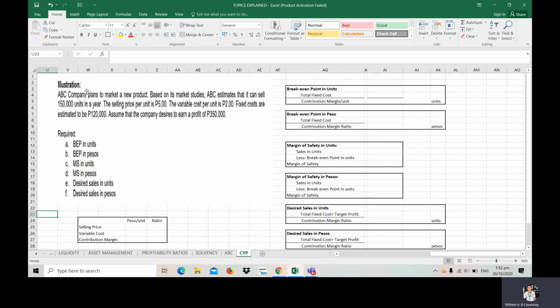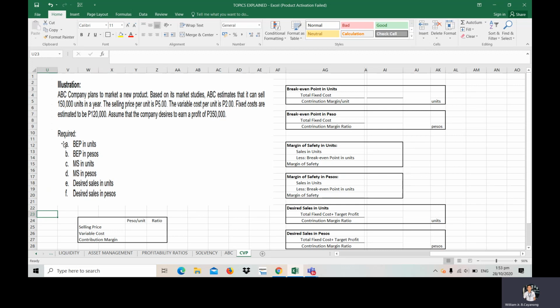So the illustration: ABC company plans to market a new product. Based on its market studies, ABC estimates that it can sell 150 units in a year. The selling price is 5 pesos. The variable cost is 2 pesos. Fixed costs are estimated to be 120%. And assume that the company desires to earn a profit of 350 pesos. So all of these figures we can use to solve the problem.